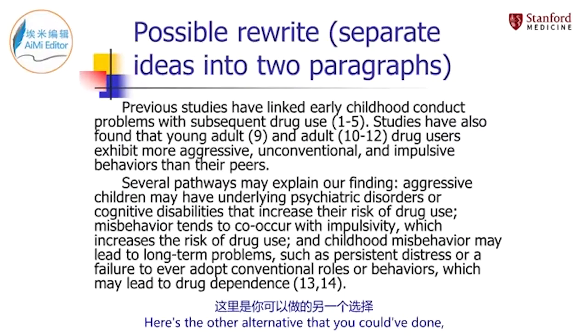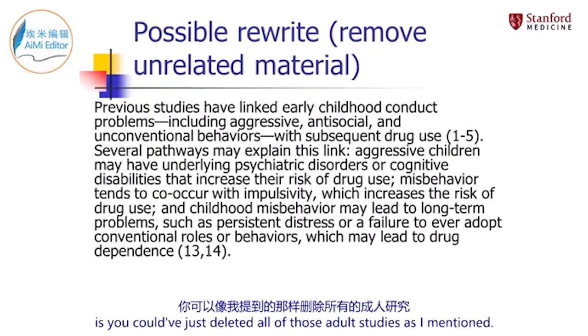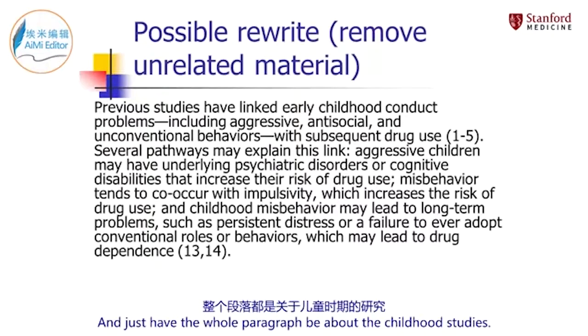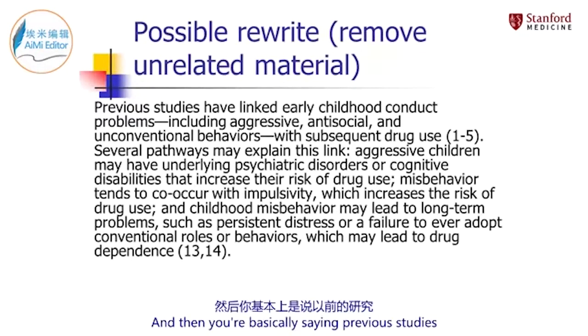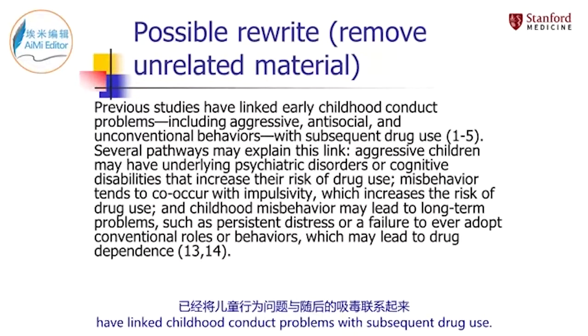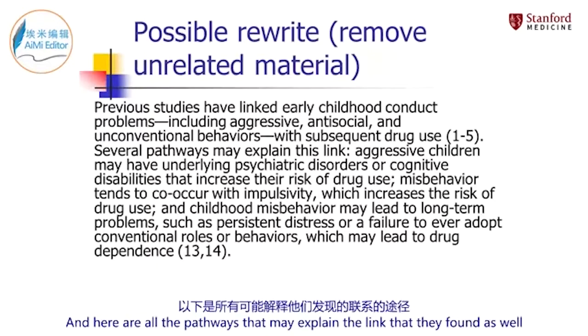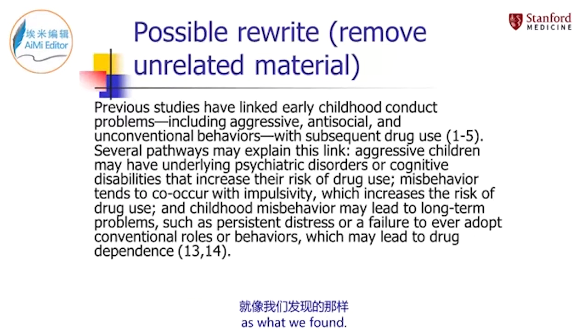Here's the other alternative thing you could have done, is you could have just deleted all of those adult studies, as I mentioned, and just have the whole paragraph be about the childhood studies, and then you're basically saying previous studies have linked childhood conduct problems with subsequent drug use, and here are all the pathways that may explain the link that they found, as well as what we found. They also found the same link in their study. So we can do it that way.